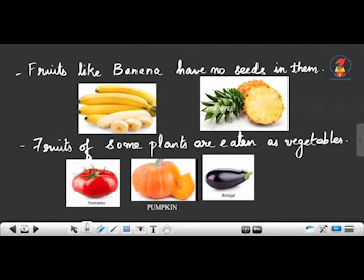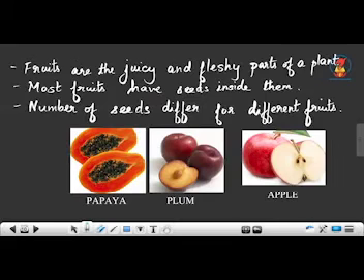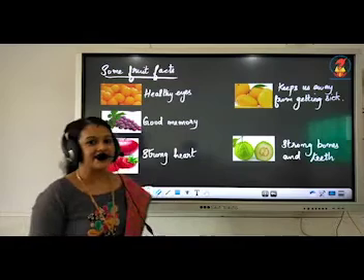And some fruits are also eaten as vegetables. Examples are tomato, pumpkin, brinjal, etc. These are examples of fruits eaten as vegetables. So I hope this much is clear.